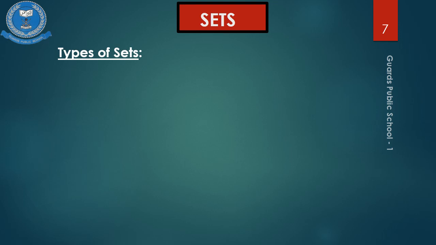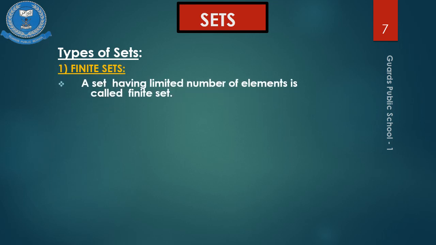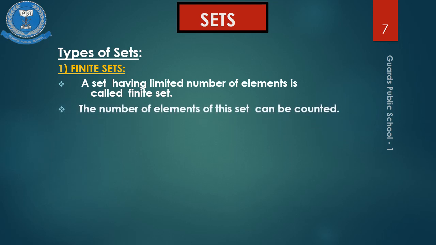First of all, we will talk about finite set. A set having a limited number of elements is called a finite set. The number of elements of this set can be counted. It means that a finite set has limited numbers and we can also count the number of elements.